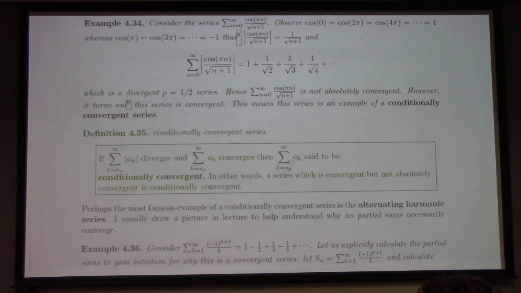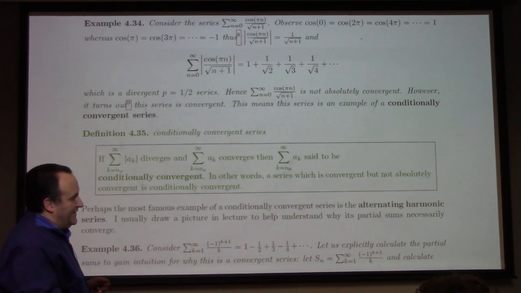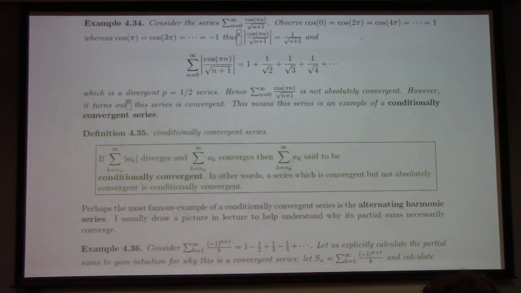we'll talk about soon. But just to give you a label for this, if you have a series which is convergent but not absolutely convergent, then it's said to be conditionally convergent. Conditionally convergent series are particularly diabolical. I'll explain why at the end of this section. It's really disturbing.